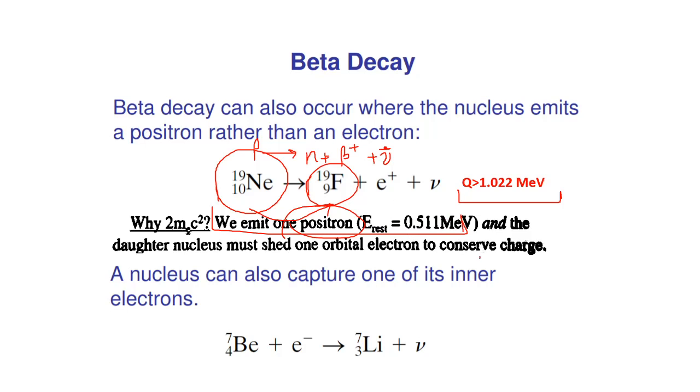The answer is to conserve charge. If the nucleus is releasing a positron, which is positively charged, it should release something else to conserve charge. So at the same time, it sheds one orbital electron. Why? To conserve charge. And that's why the Q value for this process to happen is more than 1.022 MeV. And if the energy is less than that, this process won't happen because conservation of charge cannot be maintained.